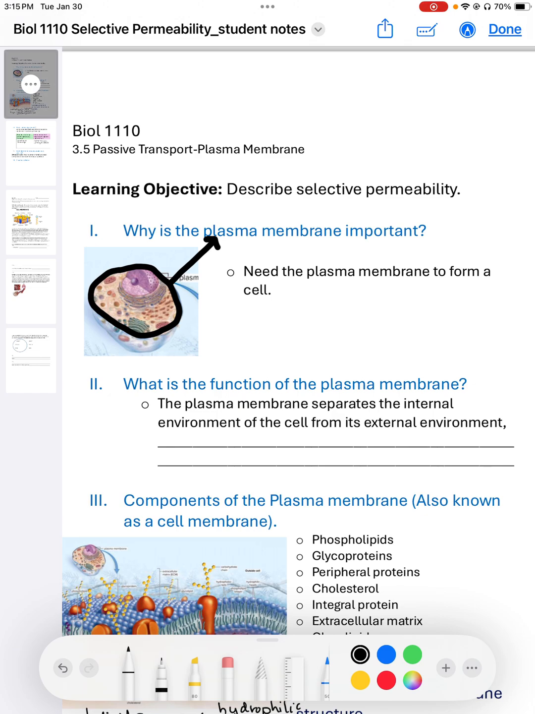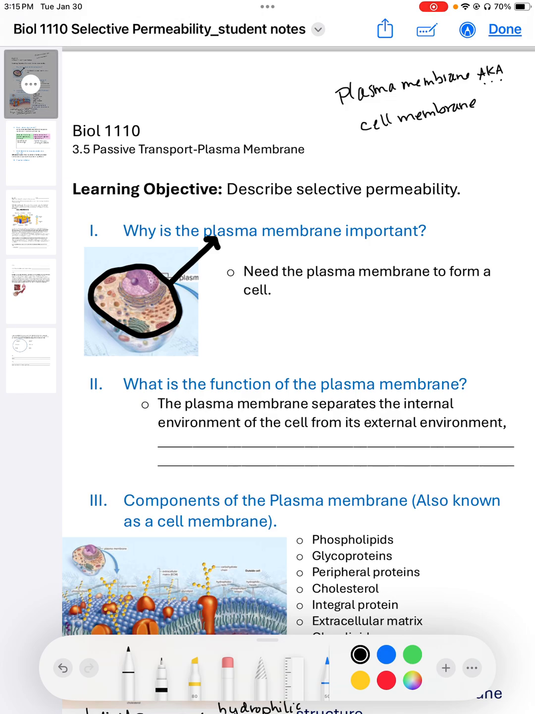The other thing I wanted you to know is when I say the plasma membrane, sometimes also in the text, when you hear the word a cell membrane, they mean the same thing. So the plasma membrane, also known as a cell membrane. So I just wanted to make sure I point that out before we move forward.